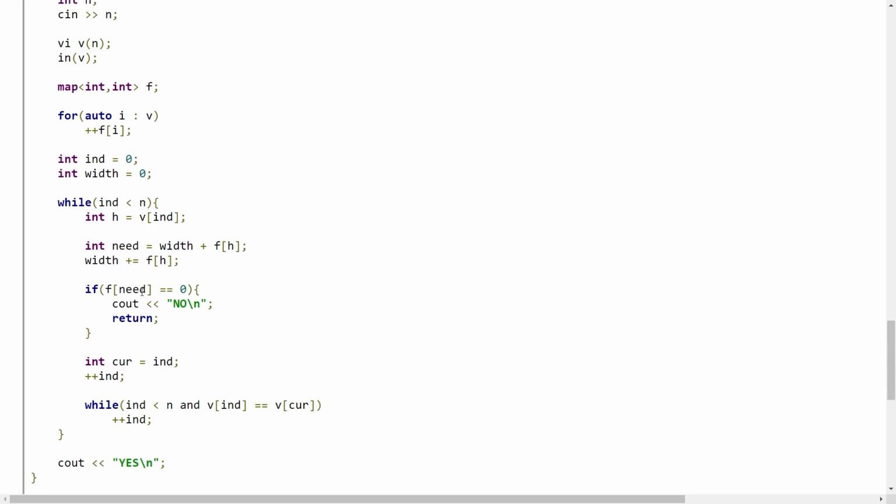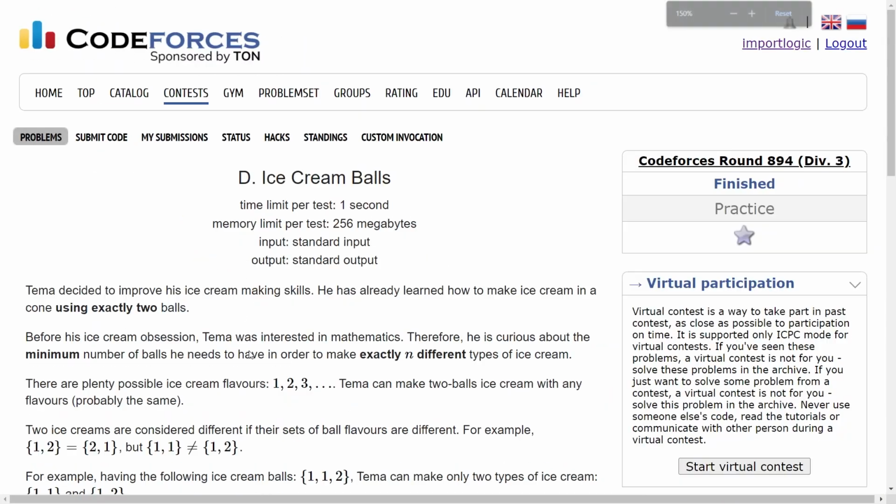If the frequency of this needed width is equal to 0, that means I can just directly print no and return from here. Why is this so? Because there will be no element to compensate for the current width, right? Otherwise, if there exists at least one element, then I can continue. Now I initialize my current with index and I update my index by just incrementing it. So what I am doing here is, I am just trying to jump on to the next possible value of height. As long as the value at index is equal to the current element, I'm just going to update my index, right? So this way I'll be able to traverse through the whole array and I'm only executing each value once, right? So at the end, if I don't print no anywhere, I can just simply print yes, and that will be my final solution. So let me just move on to problem D now.